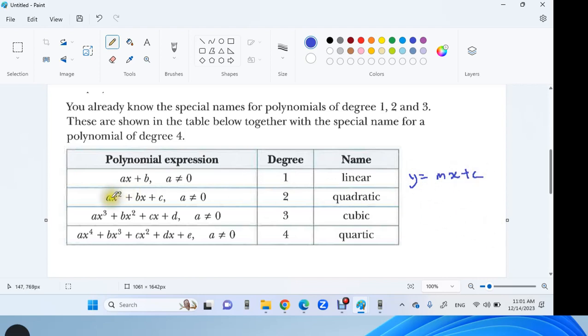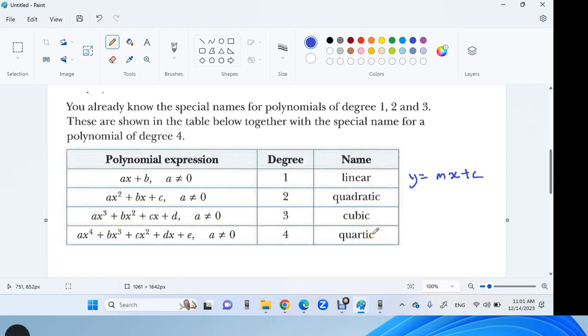This one is the quadratic equation, quadratic function, quadratic expression. Quadratic, ax squared, so a cannot be 0, but b and c can be 0. Then we have power 3, ax cubed. This is cubic. Power 4, this is quartic.